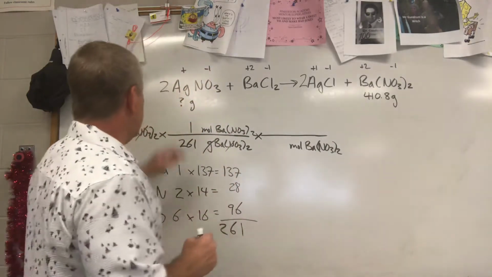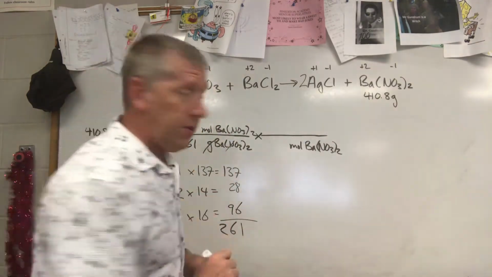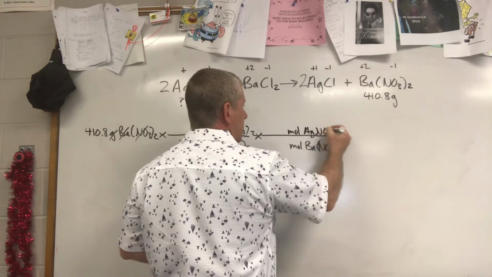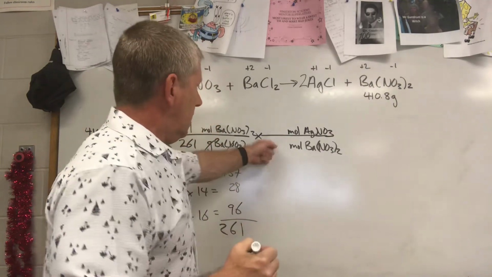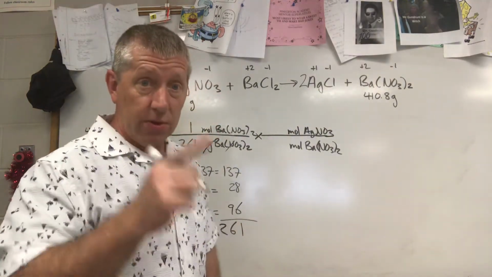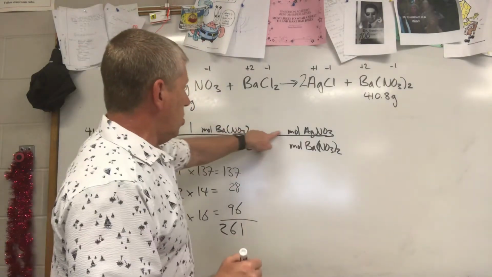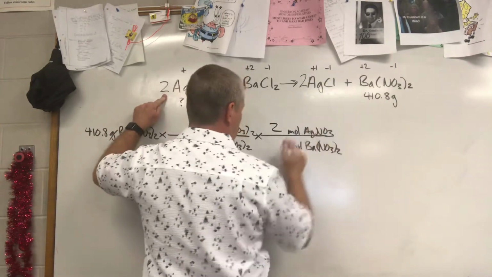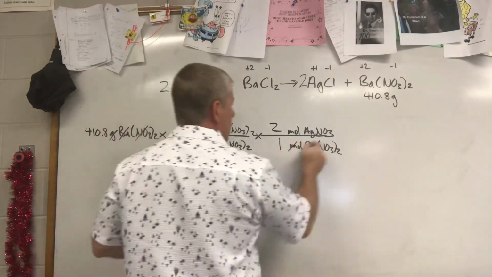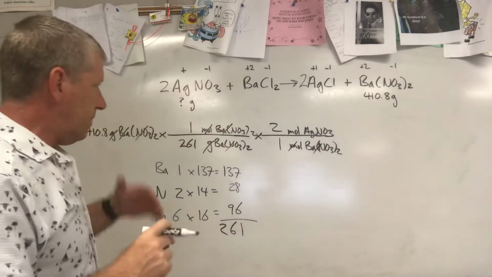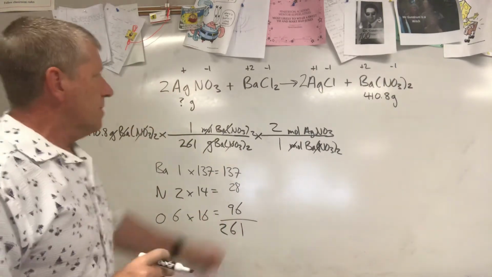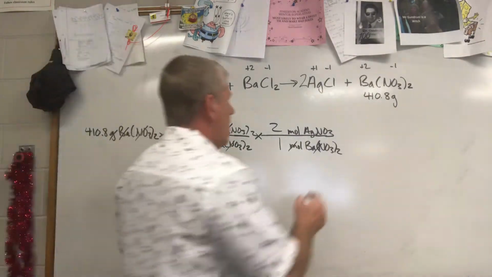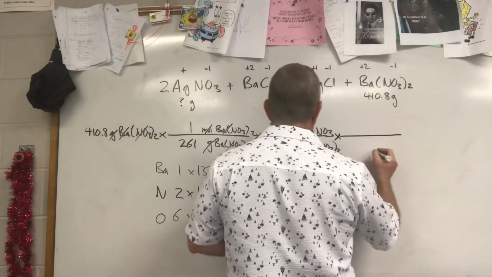We want to get silver nitrate, so I'm putting moles of silver nitrate on top. The numbers come from the balanced reaction coefficients. For moles of silver nitrate, I need 2. For moles of barium nitrate, I need 1. I'm not done yet, because this gives me moles of silver nitrate, but what did I need? Grams of silver nitrate. So one more step, and we'll be good to go.